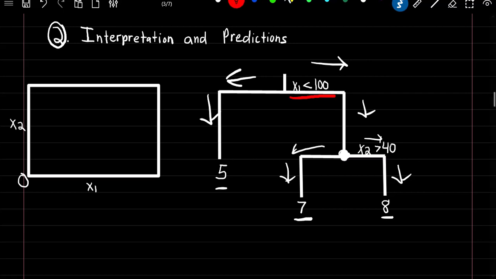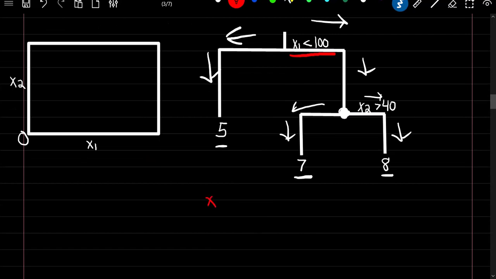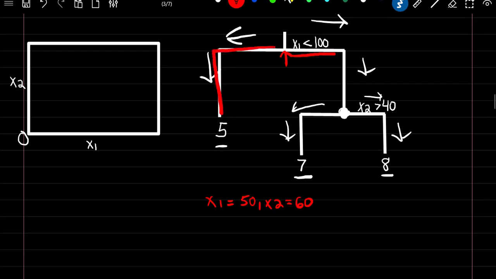So if you enter an initial observation, say x1 is equal to 50 and x2 is equal to 60, the first step we're going to take is from our root node, which is x1 less than 100. Since it is less than 100, we'll follow this to the left, and our final predicted value is equal to 5.